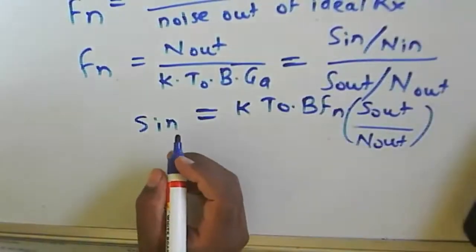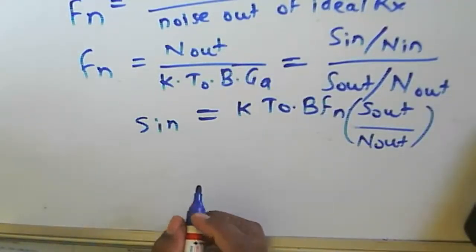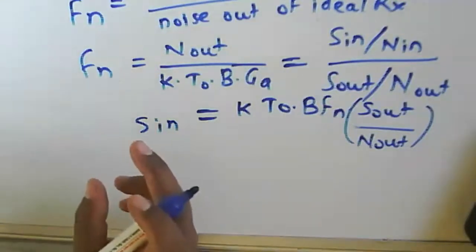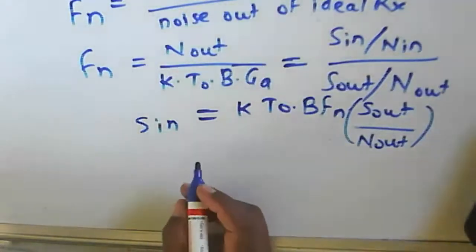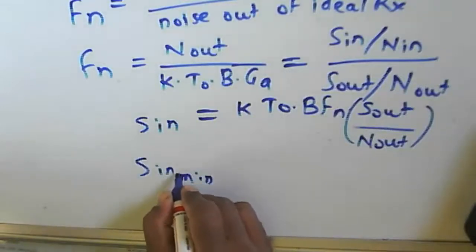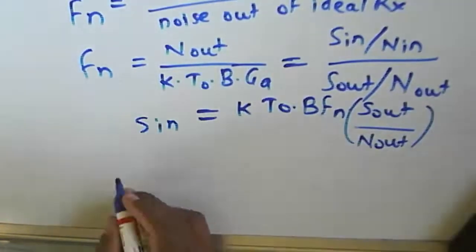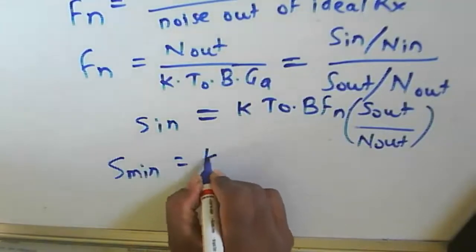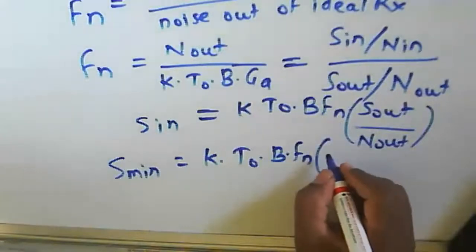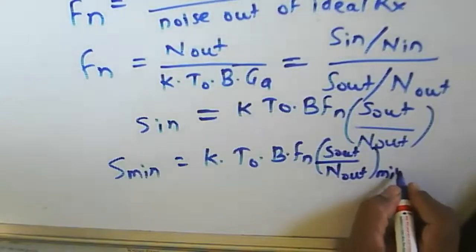So with this, this is the input function we consider, and from this we find out what will be the minimum detectable signal. So instead of S in we write S minimum here, which is equal to what? kT0B F, and S out by N out, again at the minimum.